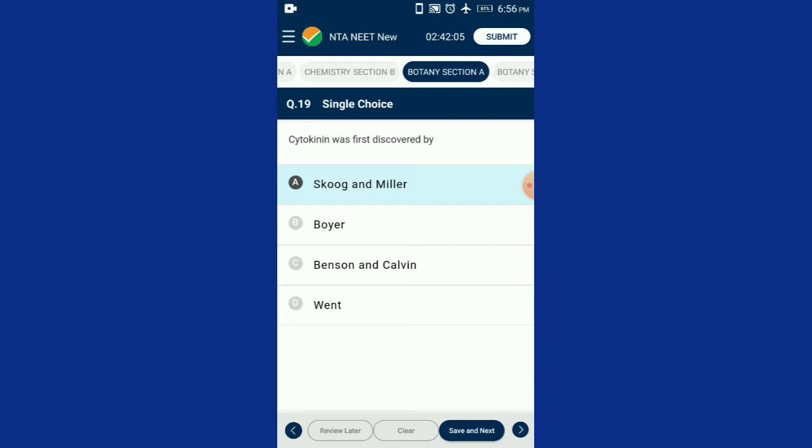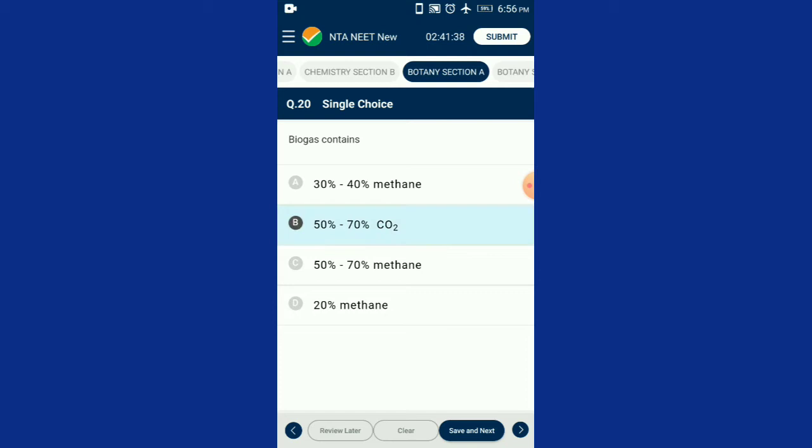Question number 20. Biogas contains. Biogas typically refers to a mixture of different gases produced by the breakdown of organic matter in the absence of oxygen. It has 50 to 70% methane, 30 to 40% carbon dioxide, and some other gases. So the answer is option C, 50 to 70% methane.